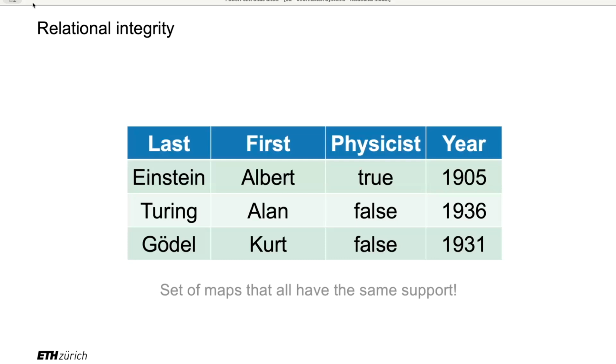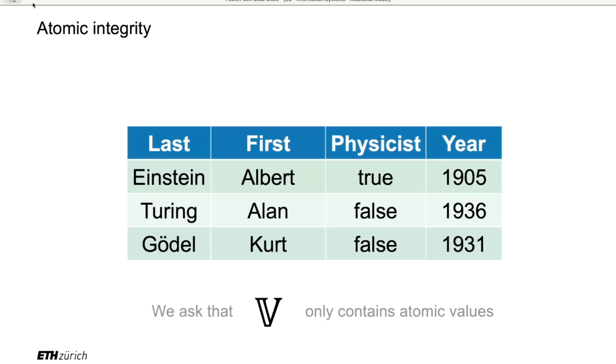So with this second definition, I'm saying a table is a set of maps that also fulfills relational integrity. So a set of maps that have the same support. That's it. That's a table with my second definition. Okay. So that's relational integrity.